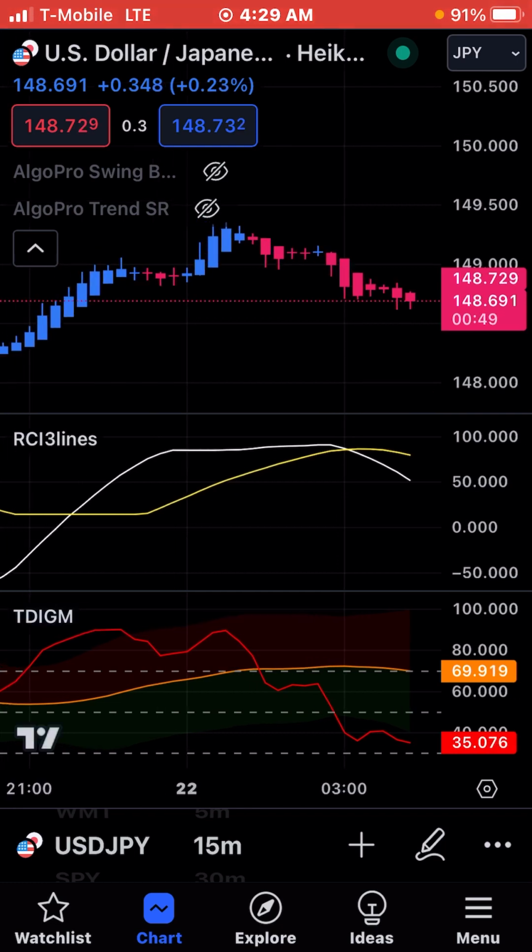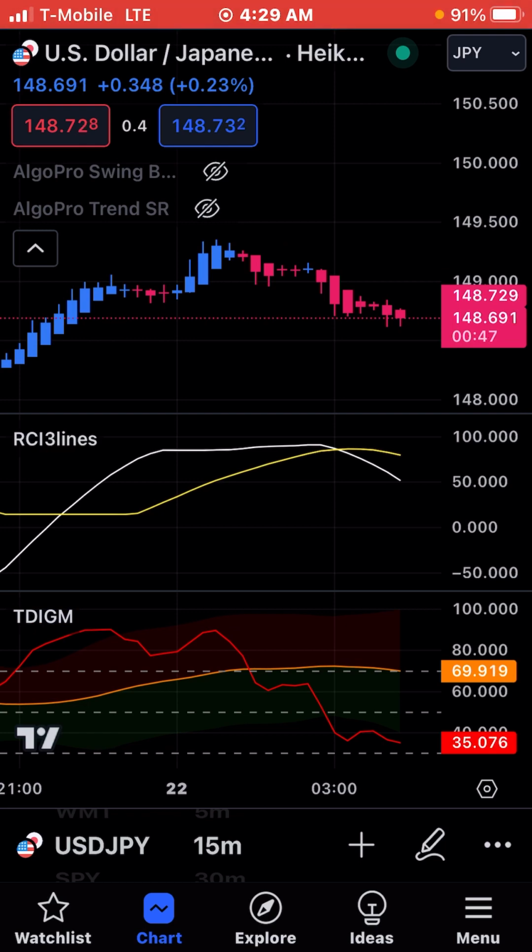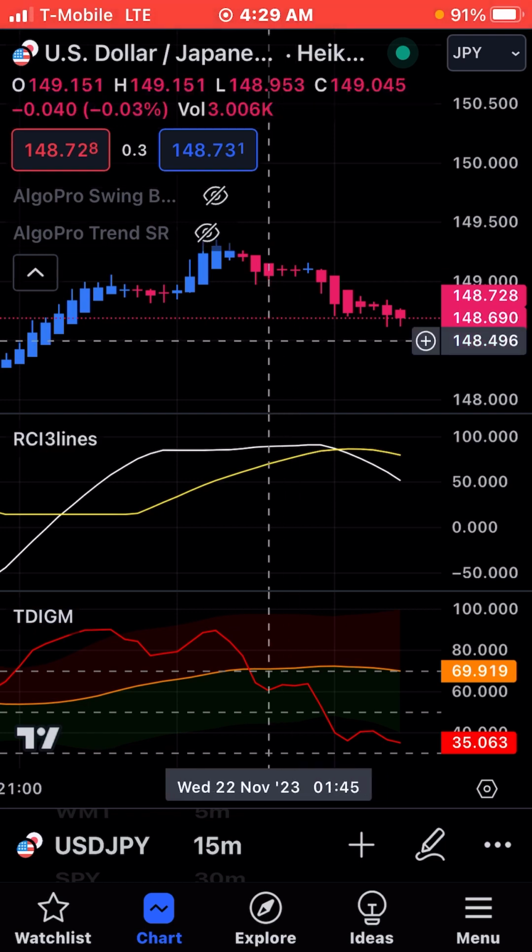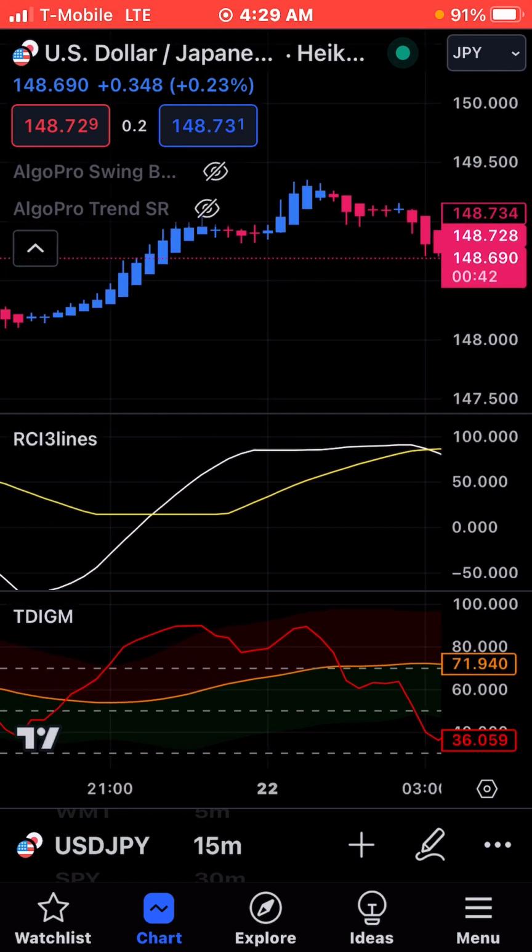The strategy is very simple on this. What you want to do is make sure that both of these lines are crossing at around the same time. They don't have to necessarily be at the same time, but they have to be pretty close to each other. So you want to look for your RSI 3 lines to be crossing and the TDGMI here to be crossing at around the same time. Doesn't necessarily have to be at the same time, but pretty close to each other. So they both have to be crossing for it to be a good entry point.